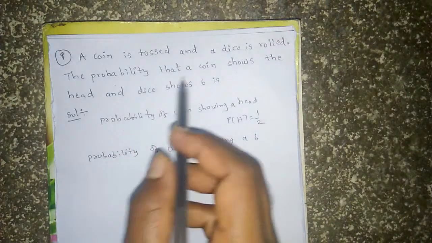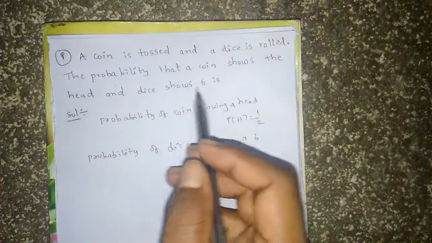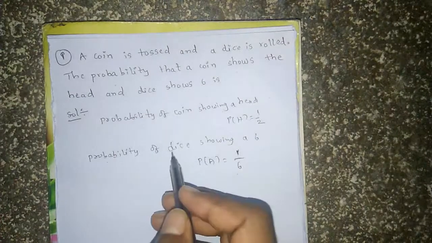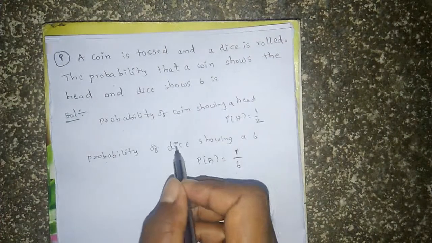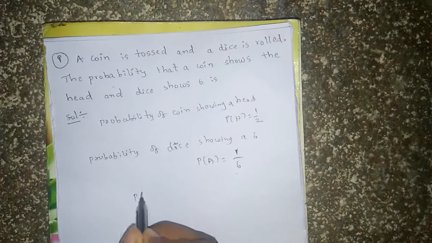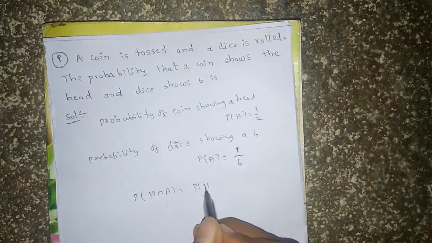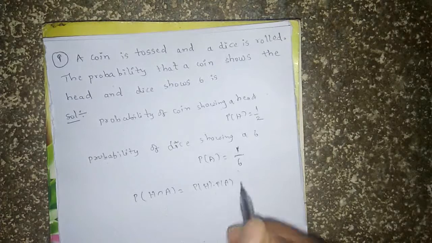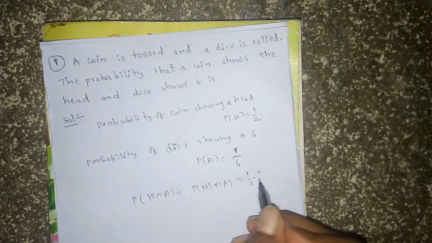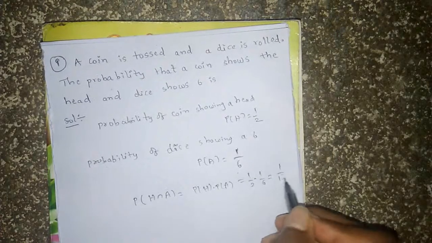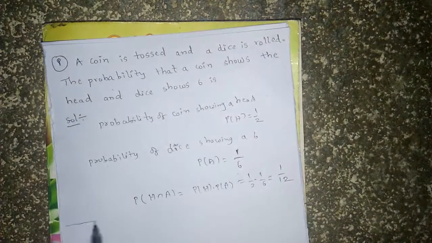Now we need the probability that coin shows head and dice shows 6. And means intersection. These two are different independent events. So probability of H intersection A, for independent events, is probability of H into probability of A, that is 1 by 2 into 1 by 6, that is 1 by 12.